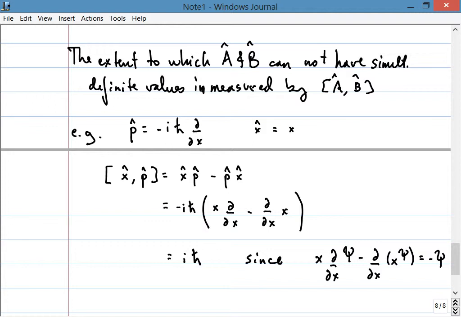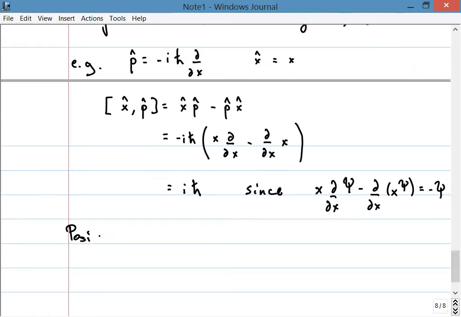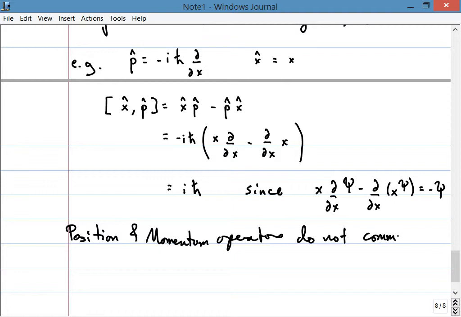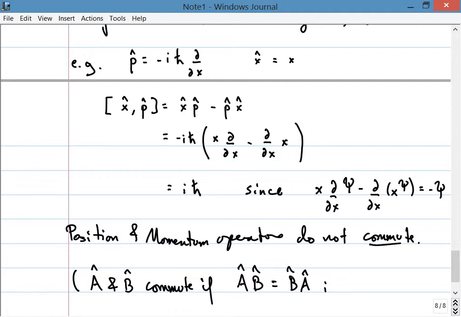So we can see then the reason why it's impossible to simultaneously measure position and momentum is that the position and momentum operators do not commute with one another. Okay. So position and momentum operators do not commute. I'm not sure if that's a word that you've seen before. So we say that two operators A and B commute if AB is equal to BA, or in other words, their commutator is equal to 0.